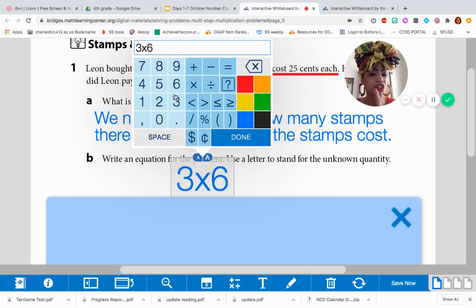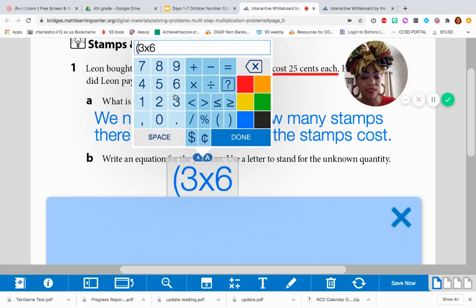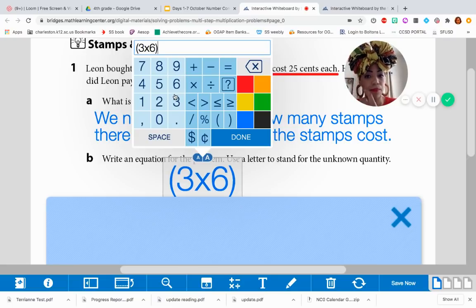You're right, we probably should figure out the 3 by 6 first, since that's how many stamps are on the page. So I'm going to put parentheses around that, because when I put parentheses around that, that tells me that's something that I could do first, or that I should do first. Okay, so what goes next?